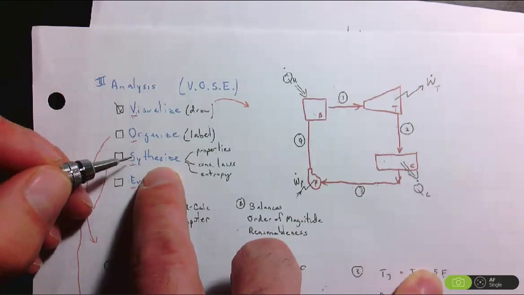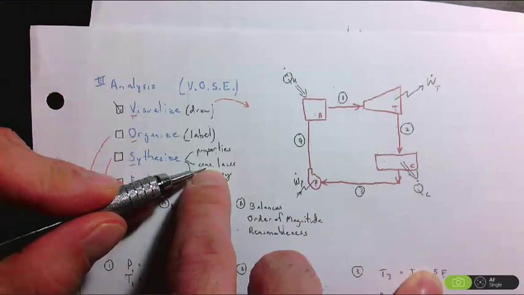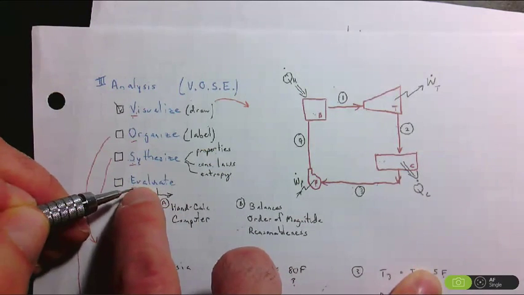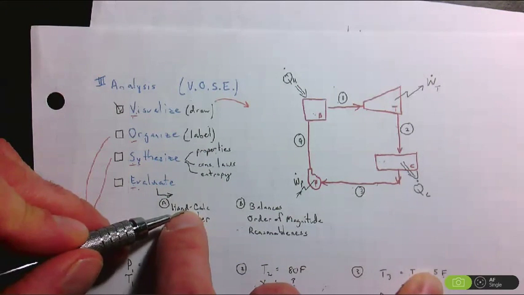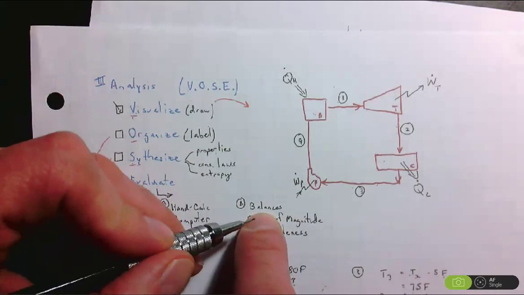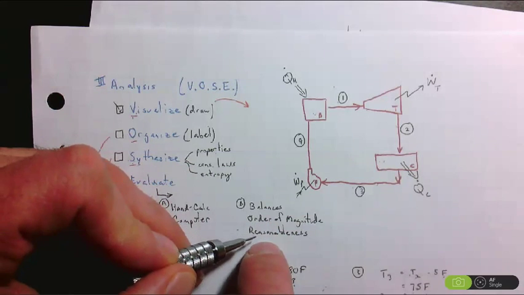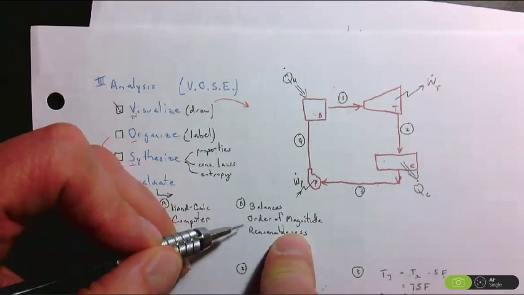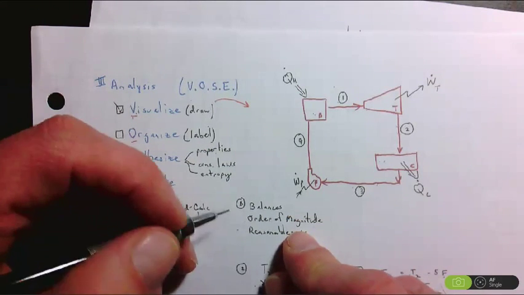We then try to synthesize. So we're going to pull in property relationships, conservation laws, and entropy balance. We're then going to seek to evaluate this synthesis with either hand calculations or computers. We're going to look at balances, order of magnitudes of values, and reasonableness. This part basically asks, is what we've calculated believable?